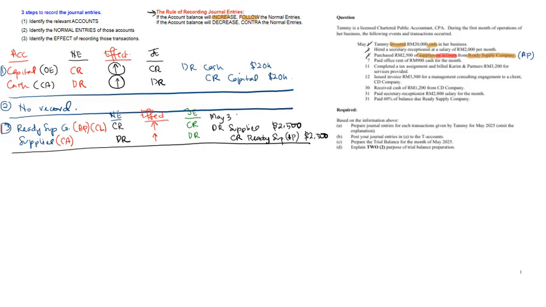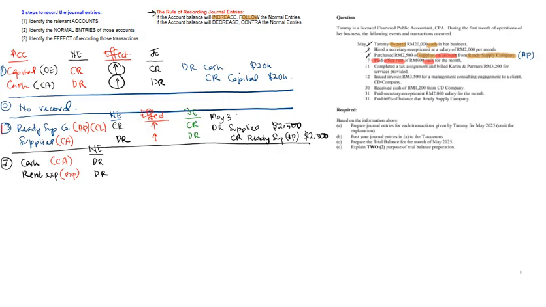On 7th, paid. So that's one account. Office rent, that's another account. So we're going to record it. On 7th, the two accounts, cash and rent expense. The classification, cash is a current asset and this is expense. So the normal entry for all asset is always debit. Expense also will always debit.